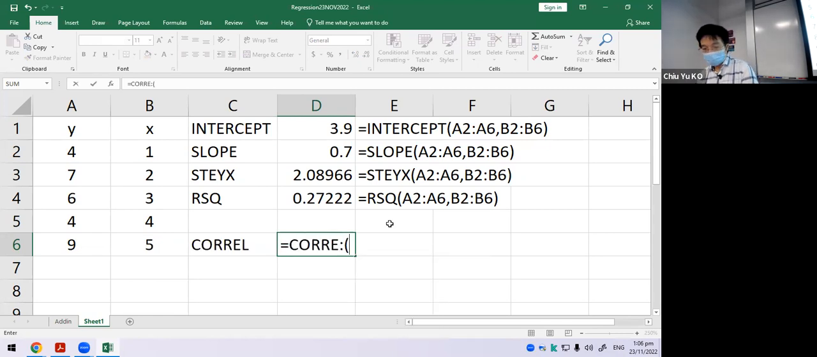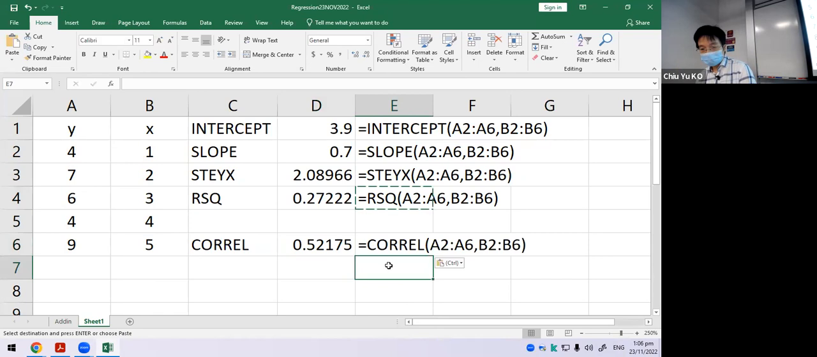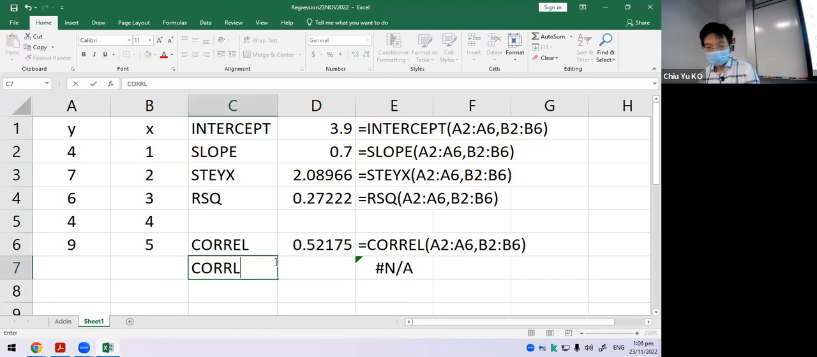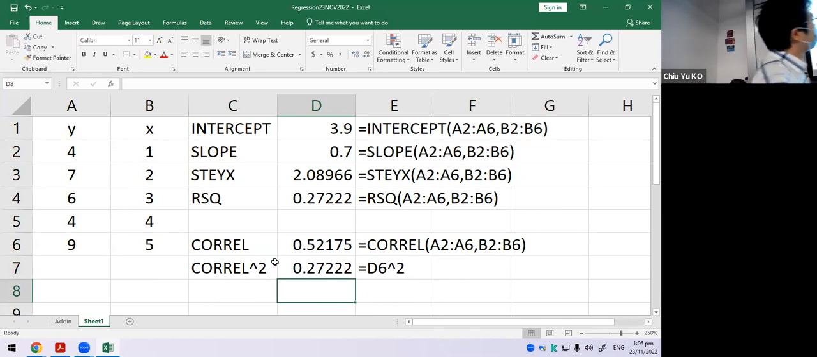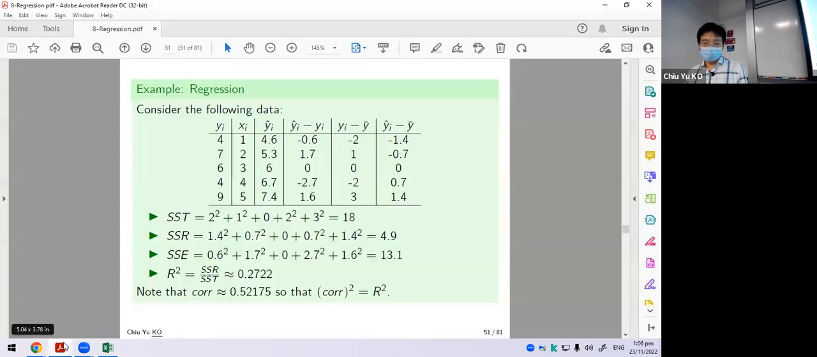You get the Y, you get the X. If you square the CORREL, you just square this, it gives you the same result. So that shows you the R-square is closely related to the correlation coefficient. I hope that's not surprising. Actually, it's pretty intuitive, but the proof, of course, we don't do.